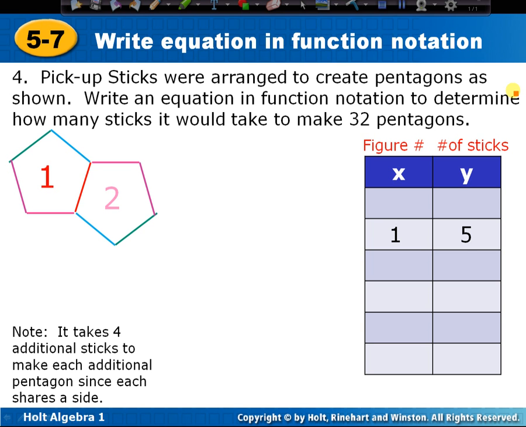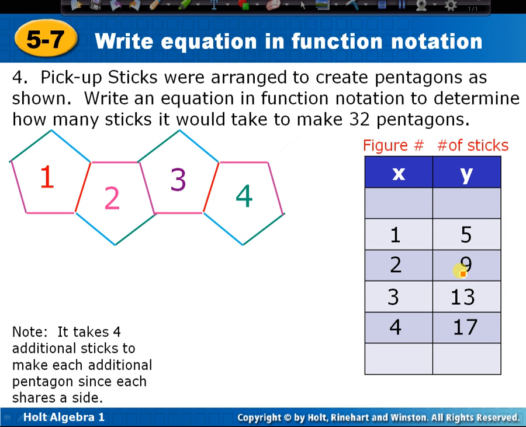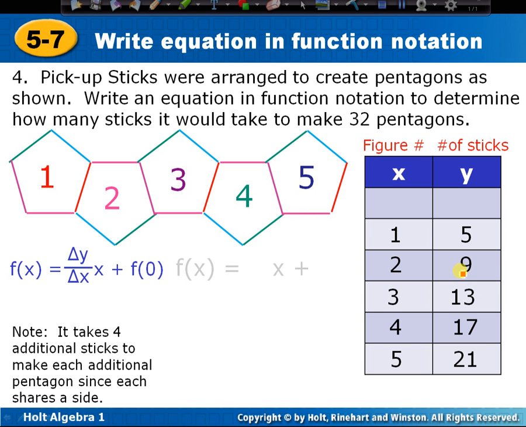If you look at my second pentagon, we're going to count the number of sticks again. And since it's sharing here, they're connected with 1. I'm going to count how many total, and it's going to give me 9. So to make 2 pentagons, it's going to take 9 pickup sticks. To do 3 pentagons, it's going to take 13. To do 4 pentagons, it's going to take 17. And to make 5 pentagons, it's going to take 21.